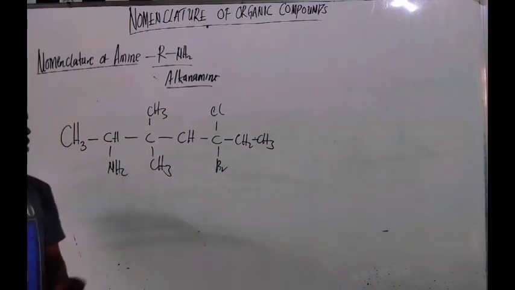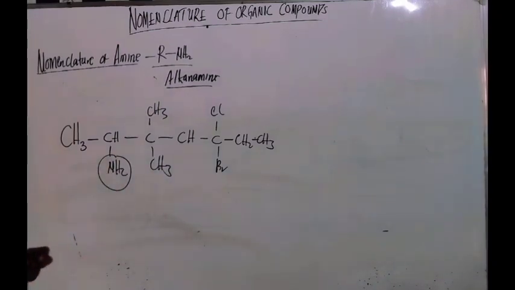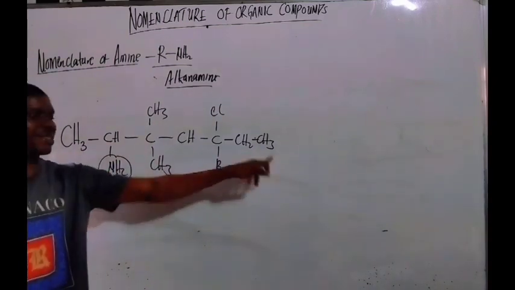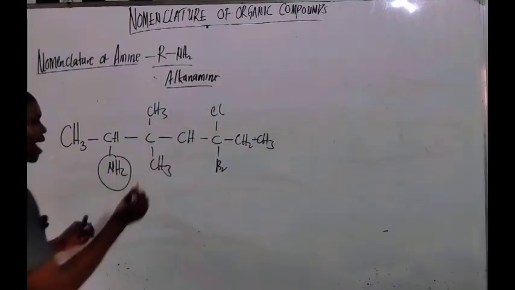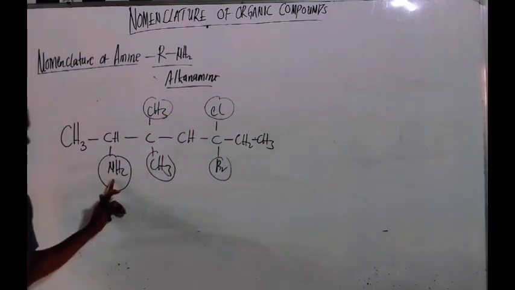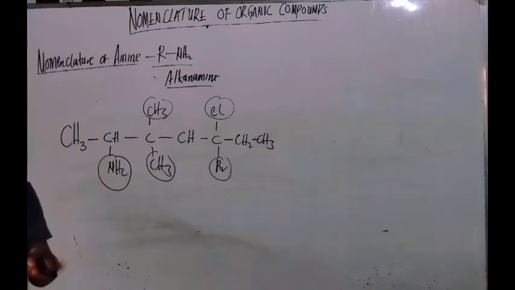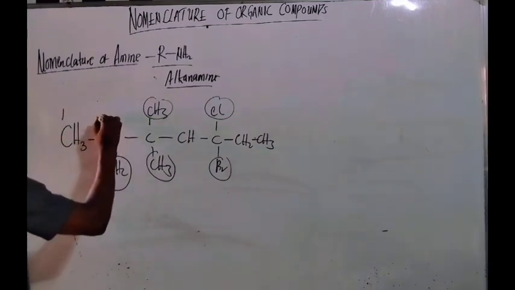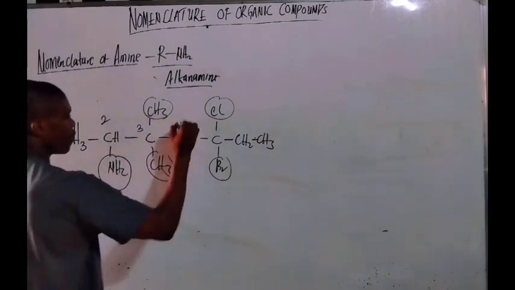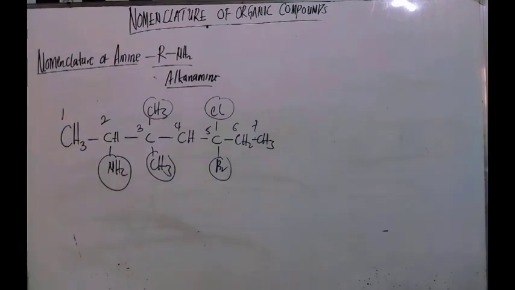Since you see NH2 here, it's going to be an alkanamine, right? How many carbon atoms do you have here? 1, 2, 3, 4, 5, 6, 7. All these others are substituents. The functional group is amine, so the NH2 must have the lowest possible number. That is going to be 1, 2, 3, 4, 5, 6, and 7. So what is the parent name?